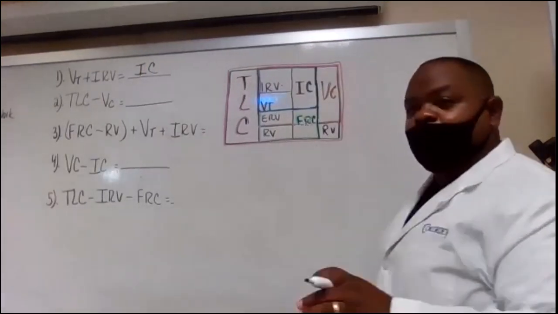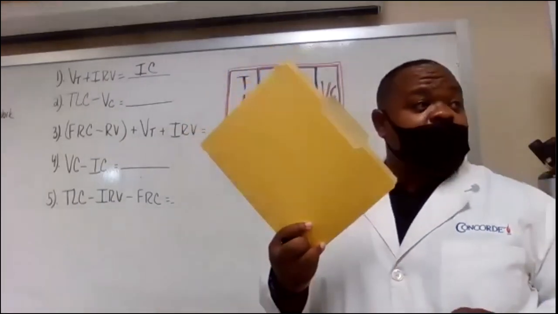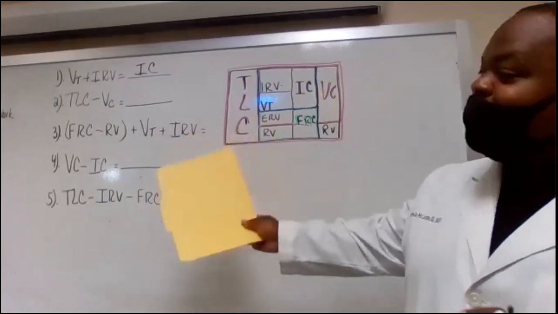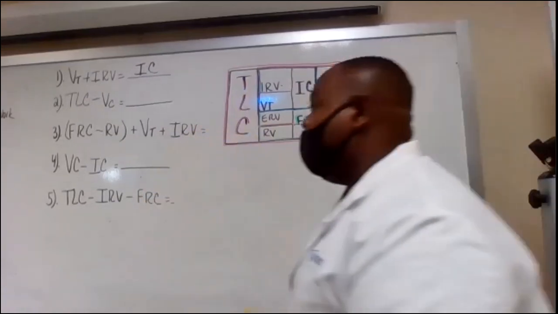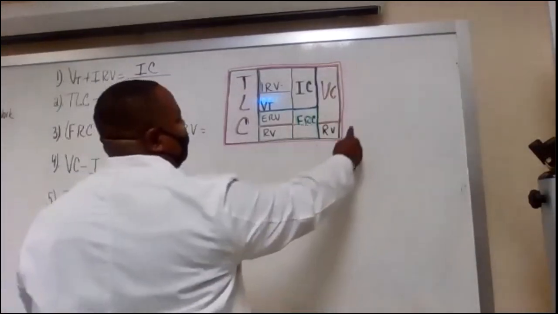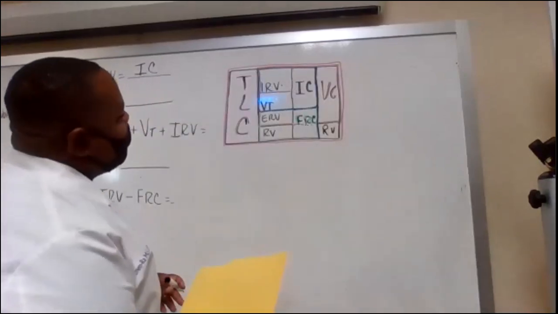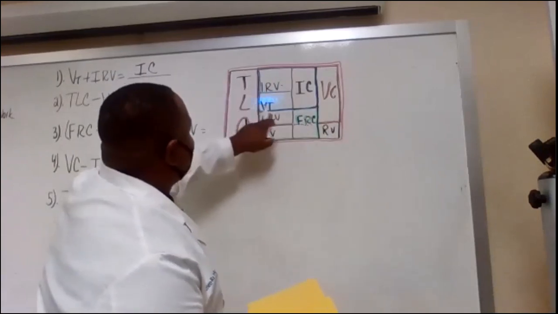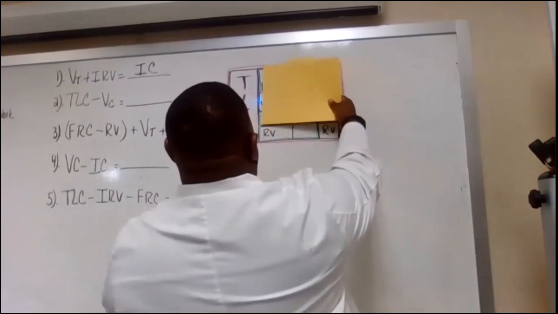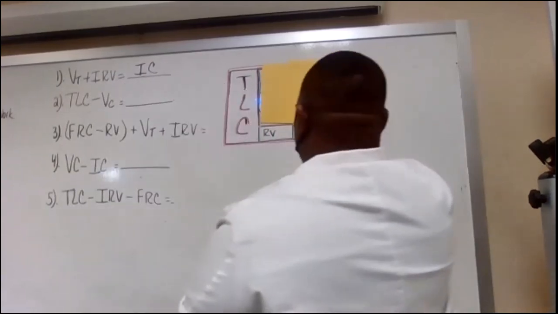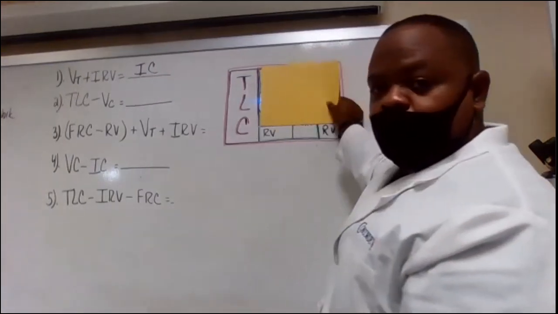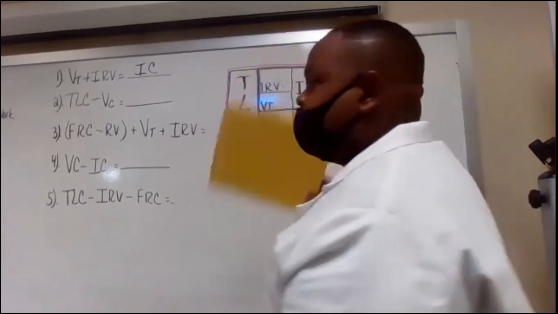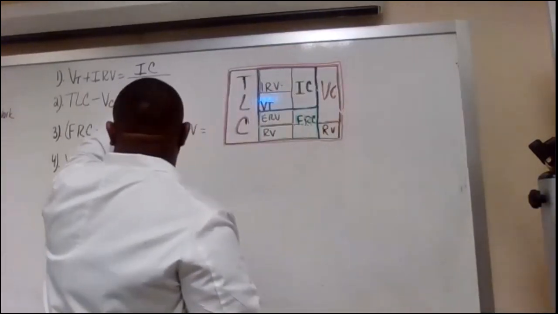Number two, now, this is where the folder comes in handy. Number two says TLC minus the vital capacity. Well, I know TLC is the whole big thing, right? So let me take out the vital capacity part. Vital capacity is the red in here, right? So if I take out vital capacity, what's left? RV. See that?